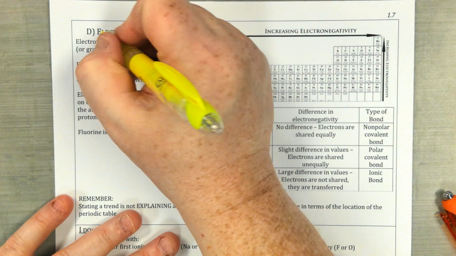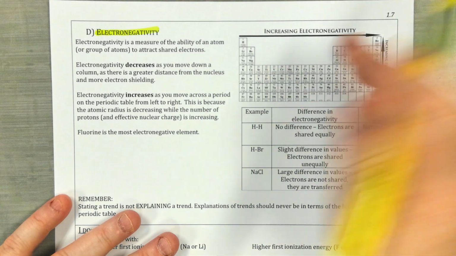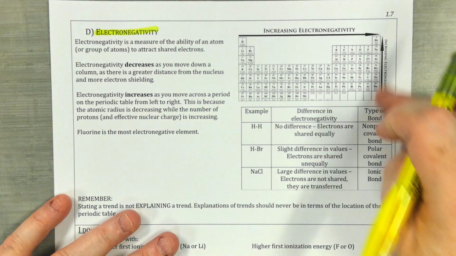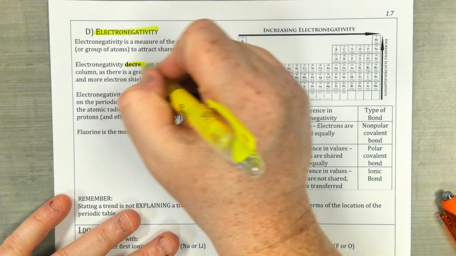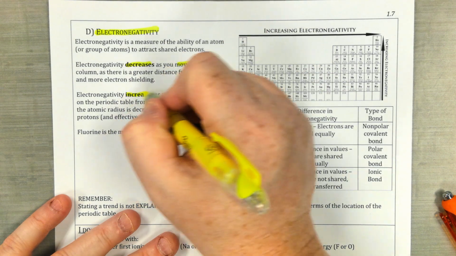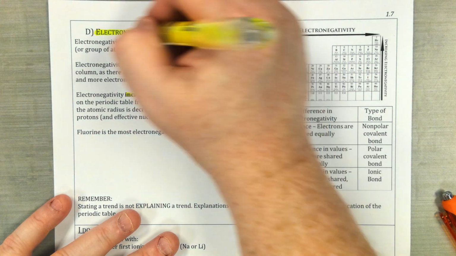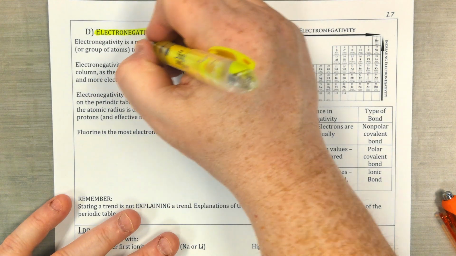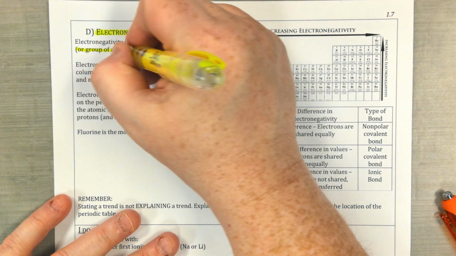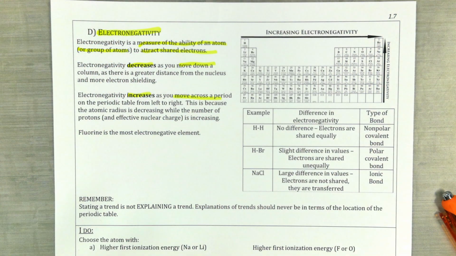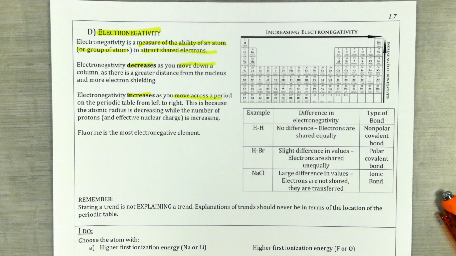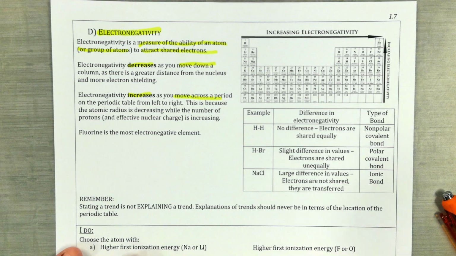And then the last periodic table trend is electronegativity, where it increases left to right, bottom to top, it decreases as you move down, increases as you move across, right? But what is electronegativity? It's the measure of the ability of an atom or group of atoms to attract other electrons. And you got 3 types of electronegativity.